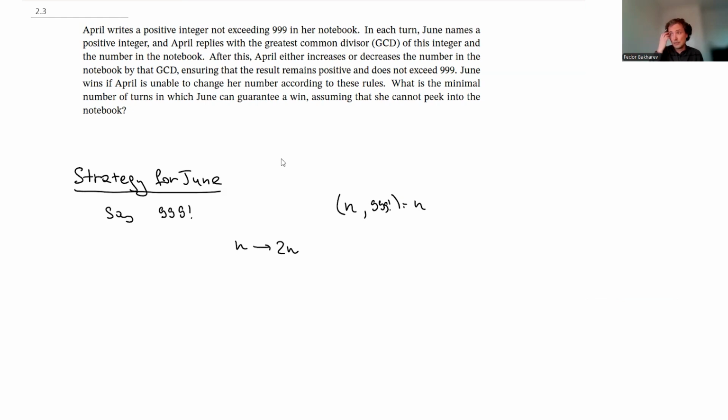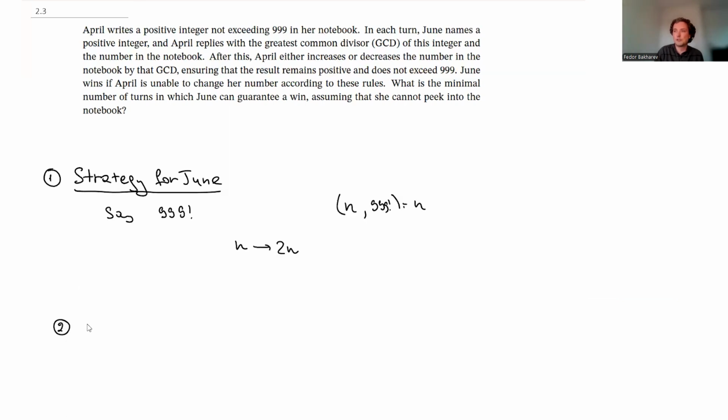Okay, so in this case, June could act in such a way that there will be not more than 10 steps. Yes, so on the 10th step, June will have no possibility to do something. And so this is one of the possible strategies.